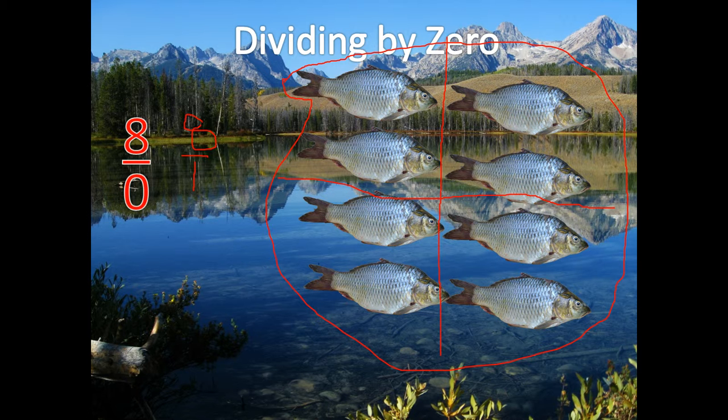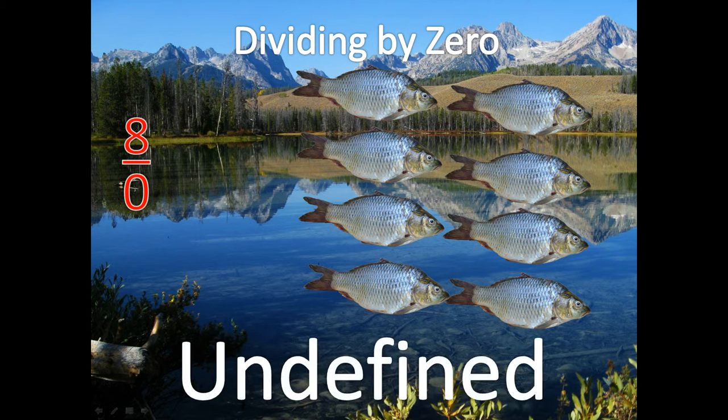So the idea of dividing by 0 is an impossibility. There is no way that we can divide these fish up without having them in some sort of a basket. They would just be floating there and nobody would possess them, and that's impossible. So when we talk about dividing by 0, it actually comes out to be undefined because it's something that we are unable to mathematically define with a number.